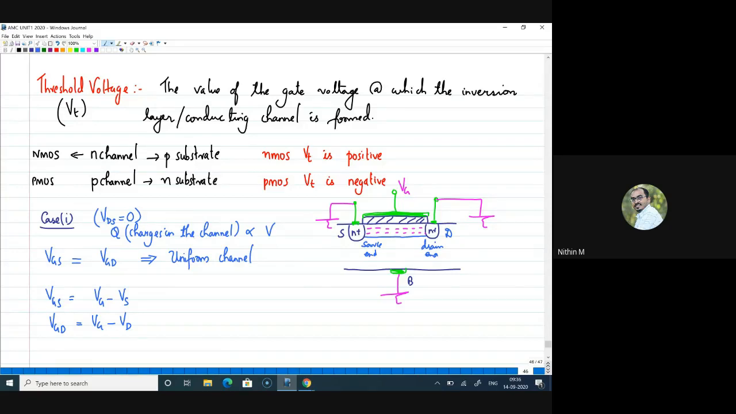If I apply VDS, if I apply a potential difference between drain and source, what can I expect? No uniform channel. Okay, that is a little beyond. Initially, what will I expect? Flow of charges, a current flow. A current is expected, right?